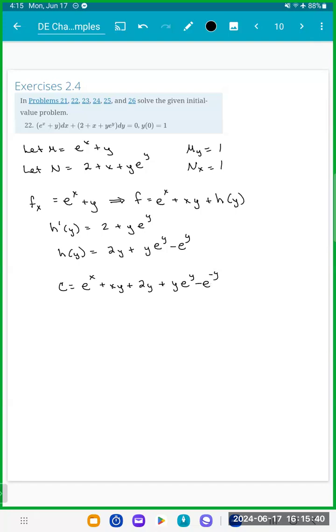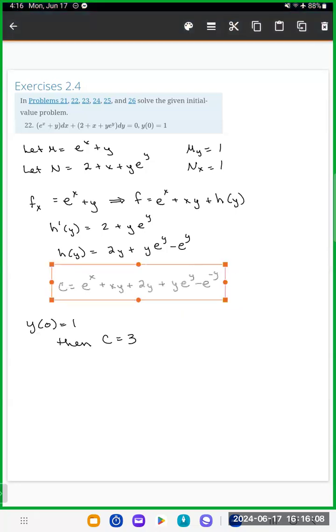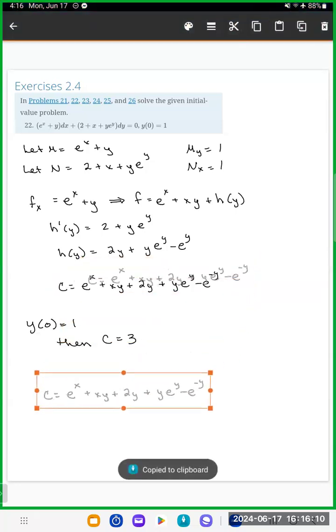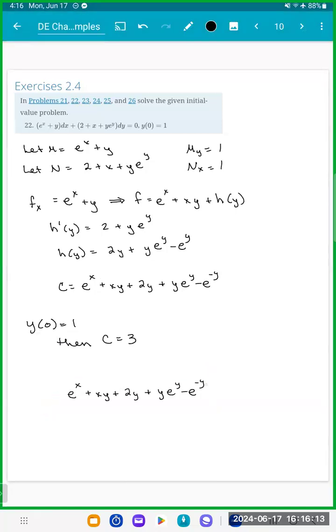And if y of 0 equals 1, right? So when x is equal to 0, y is equal to 1, then c is equal to 3. That is saying we plugged in 0 for all of our x's, 1 for all of our y's, and then our c is going to reduce down to 3. So you could just rewrite this equation here, and instead of having c equals, that whole equation is equal to 3.